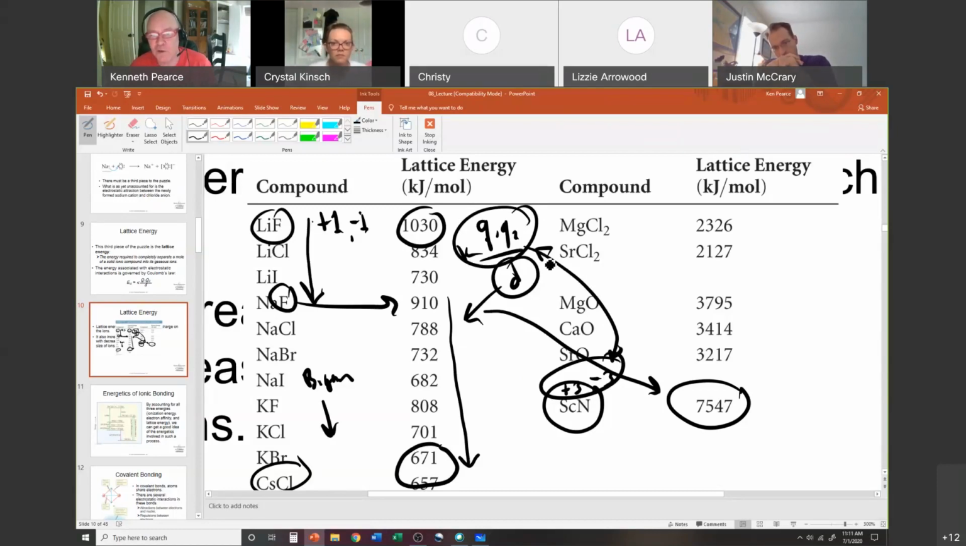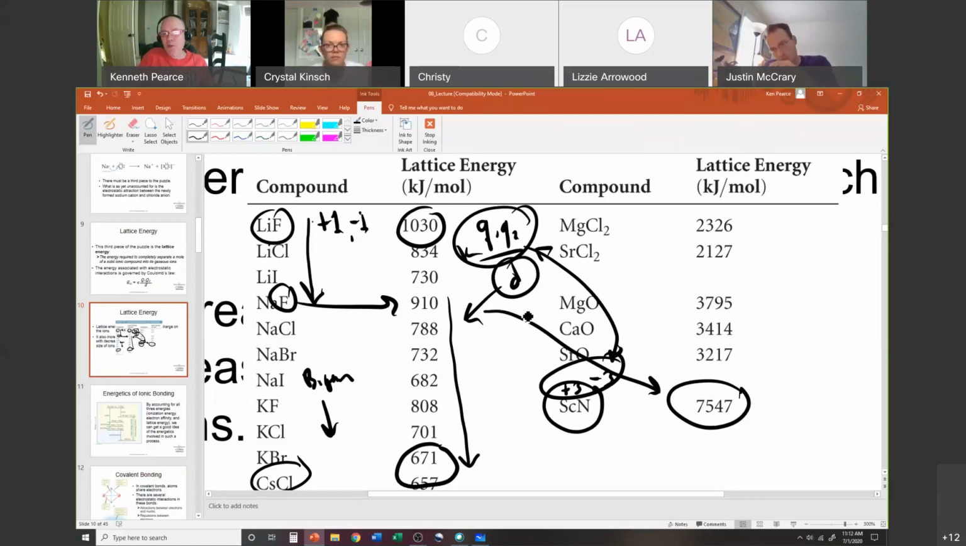Look at the difference. 900-ish, 600 to 1,000, 900-ish versus nearly 8,000, because of the charges. So the lattice energy for ScN is huge compared to LiF or cesium chloride.